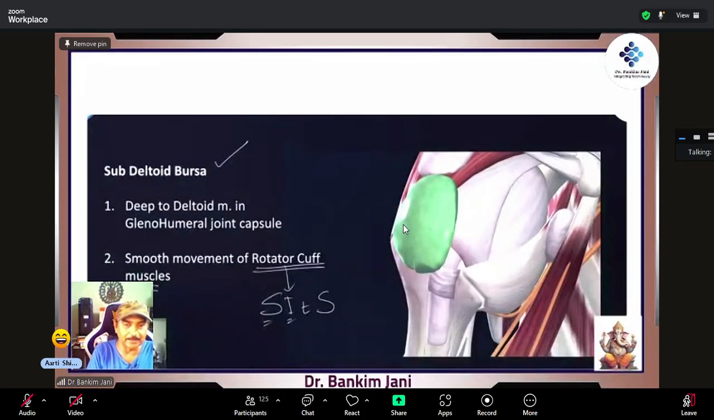Then this is subdeltoid bursa. Got it? No need for any explanation. Subdeltoid, under the deltoid, big muscle, luxury, right? So this is deep to deltoid muscle in glenohumeral joint capsule. Glenohumeral. Gleno is glenoid cavity. Where is the glenoid cavity? Glenoid cavity is on the scapula. This is also called the lateral end, right? Lateral end and humerus. So scapula, lateral end connected. So since deltoid is connecting here, put one bursa. Right? So that was it.